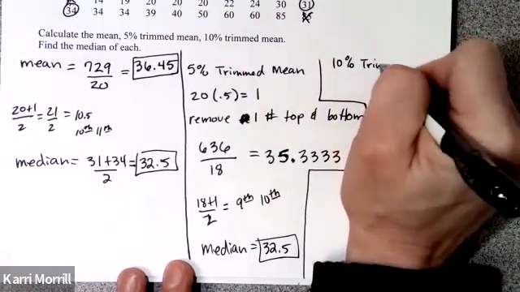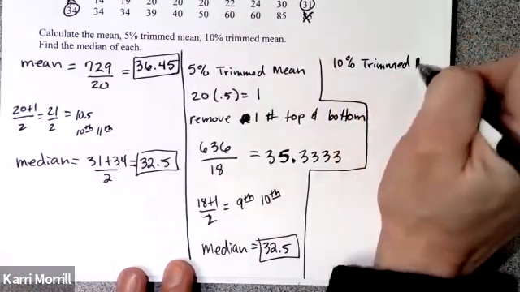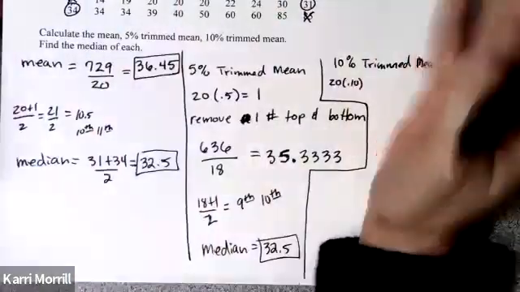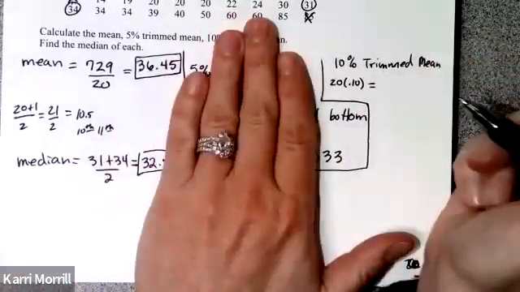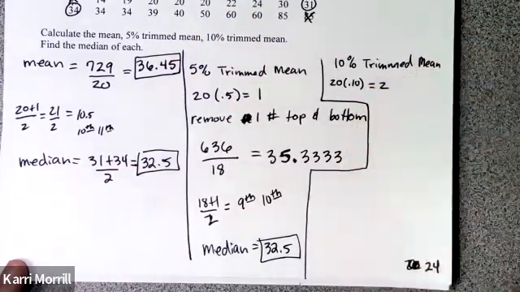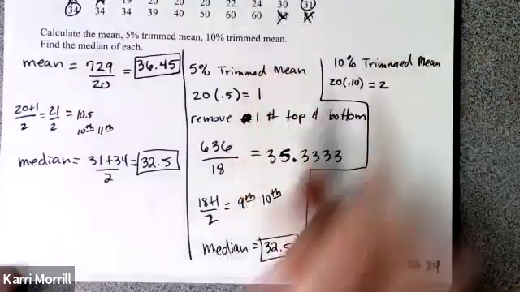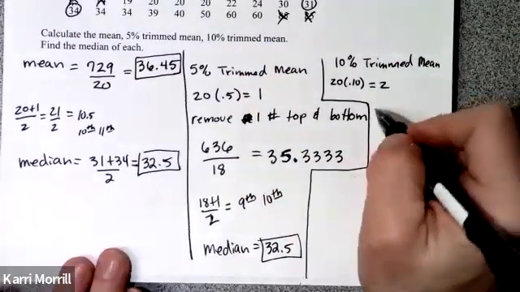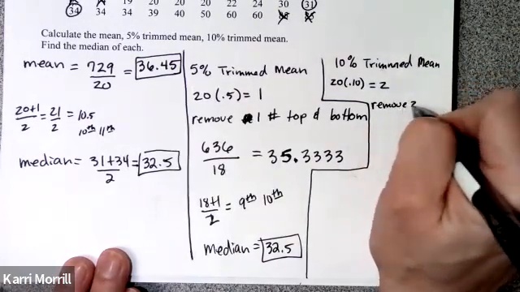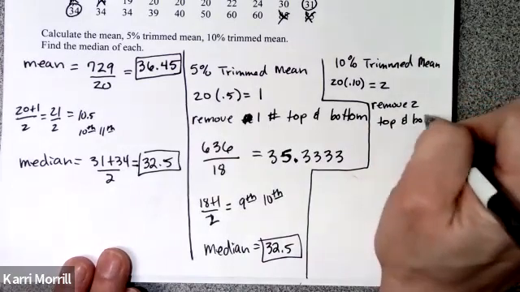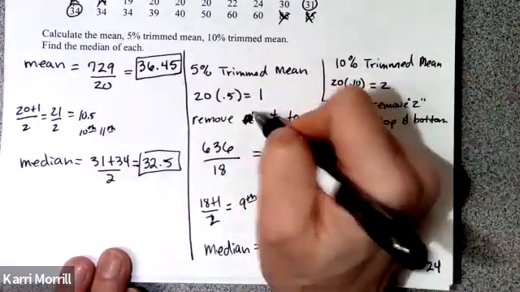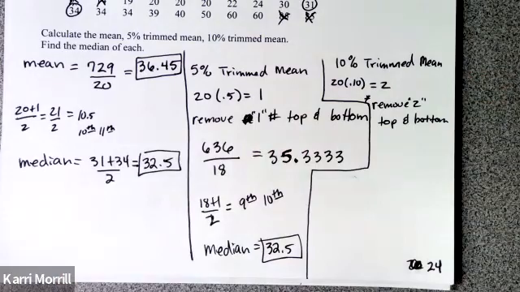10% trimmed mean. Times 0.10. So you're thinking about all 20 still, pretending we didn't do the 5%. So that would be 2 digits off the top and the bottom. So this one and this one. So we would remove, I'll write this down, remove 2 from the top and bottom of the list. Okay, so you remove 4 total digits here. We removed 2 total digits in the 5% mean.